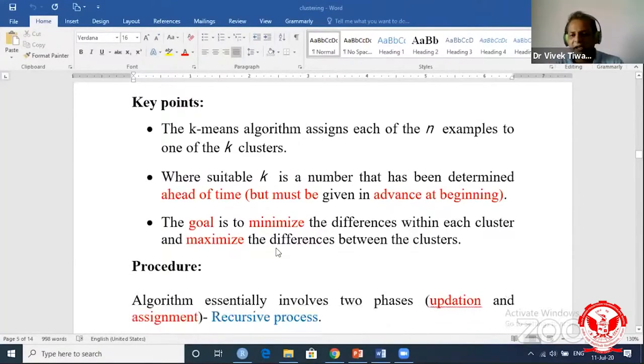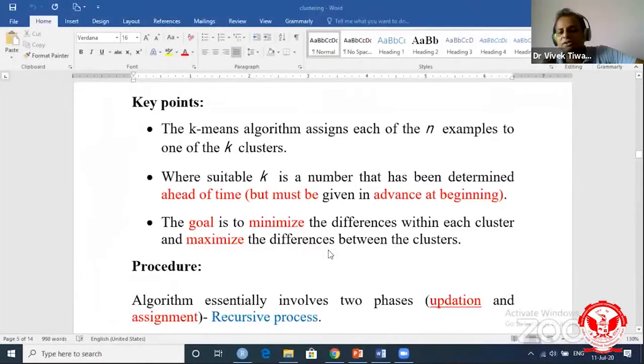Third point is already discussed. The goal is to minimize the differences within each cluster and maximize the differences between the clusters. It is talking about homogeneity and heterogeneity, and about intra-cluster distance and inter-cluster distance. Minimizing the difference within the cluster means intra-cluster distance, which is about homogeneity. Maximizing the differences between the clusters is about heterogeneity.